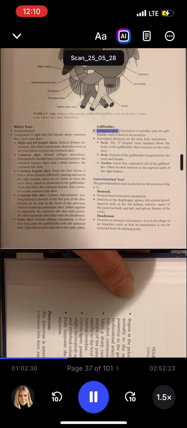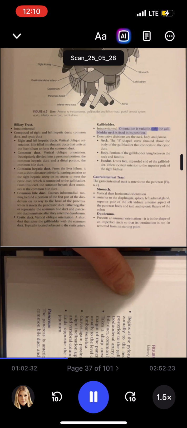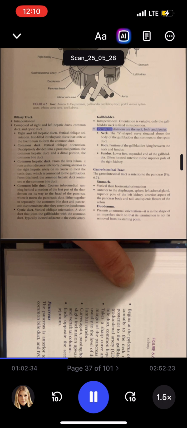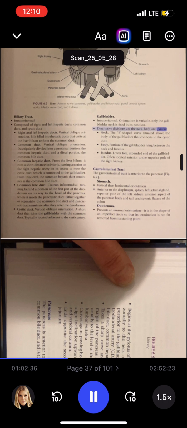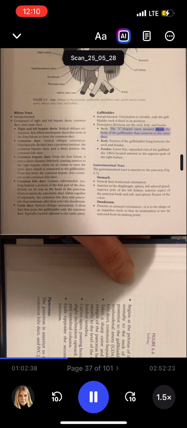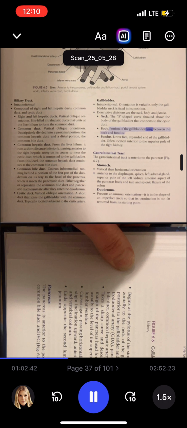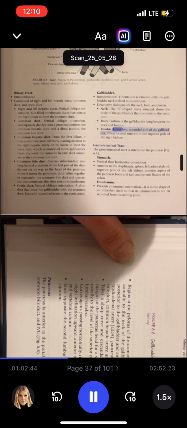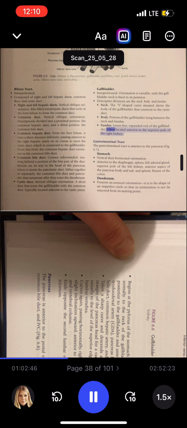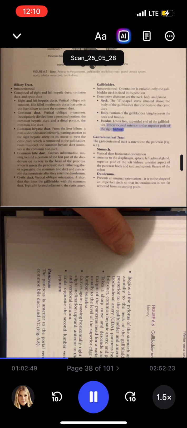Gallbladder, intraperitoneal. Orientation is variable, only the gallbladder neck is fixed in its position. Descriptive divisions are the neck, body, and fundus. Neck. The S-shaped curve situated above the body of the gallbladder that connects to the cystic duct. Body. Portion of the gallbladder lying between the neck and fundus. Fundus. Lower free, expanded end of the gallbladder. Often located anterior to the superior pole of the right kidney.